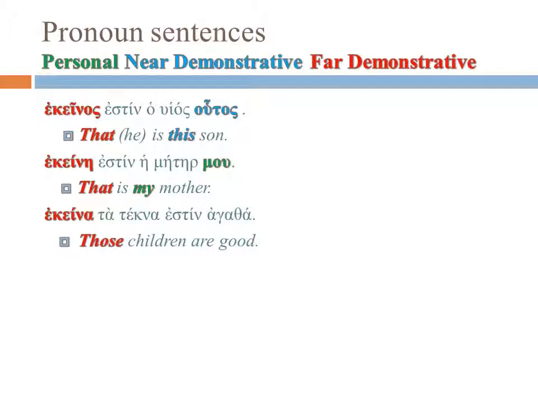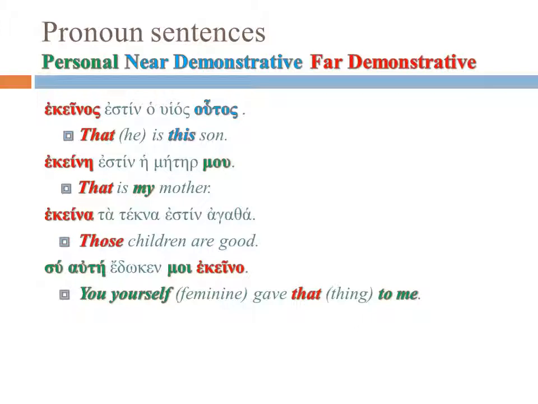Su autos edokas moi ekeina, and in this case, we'll be using it as an adjective, right? You, yourself, su autos. Remember the intensive we had? That third declension personal pronoun could intensify a word or a pronoun if it followed directly after it. So we have su autos, you yourself, gave that thing, ekeina, to me.